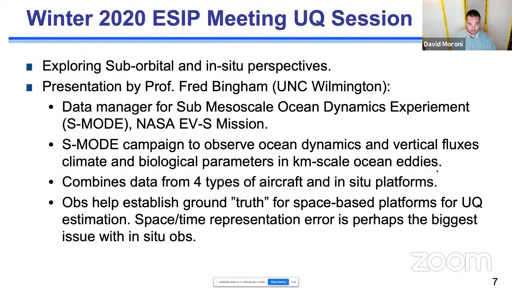And so it's kind of a proof of concept, but more so from combining in situ and 4 different types of aircraft. And the observations are really intended to help establish ground truth for space-based platforms for UQ estimation. And one of the things that was called out from the presentation is that space-time representation error is perhaps the biggest issue with in situ observation.